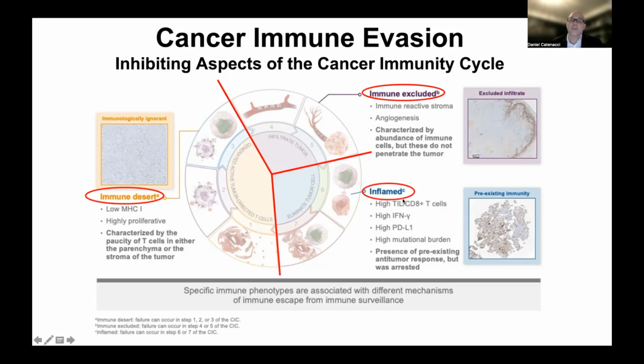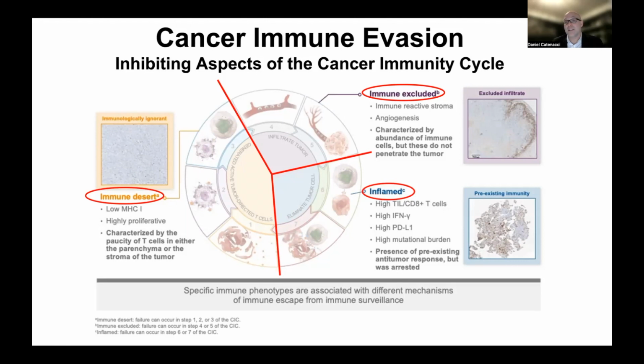And then finally, there's an immune inflamed phenotype where, if all of this is working properly, step 1 through step 5, but then the T cell is either not recognizing through the mechanisms that we talked about, through downregulation of MHC class I, or there is an upregulation of checkpoints like PD-L1, you'll have a lot of T cells in the area, but the cancer cells are not dying. And so there's this pre-existing immunity, but it's not proceeding, and it's being arrested. And so these specific immune phenotypes are associated with different mechanisms of immune escape from immune surveillance.